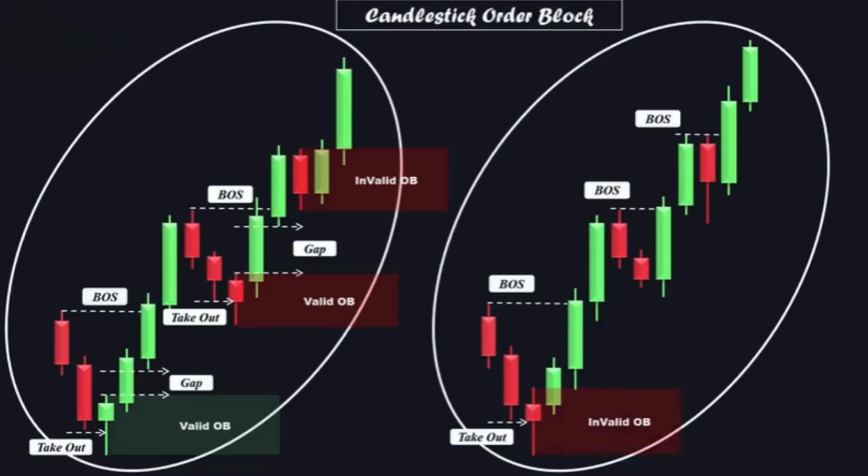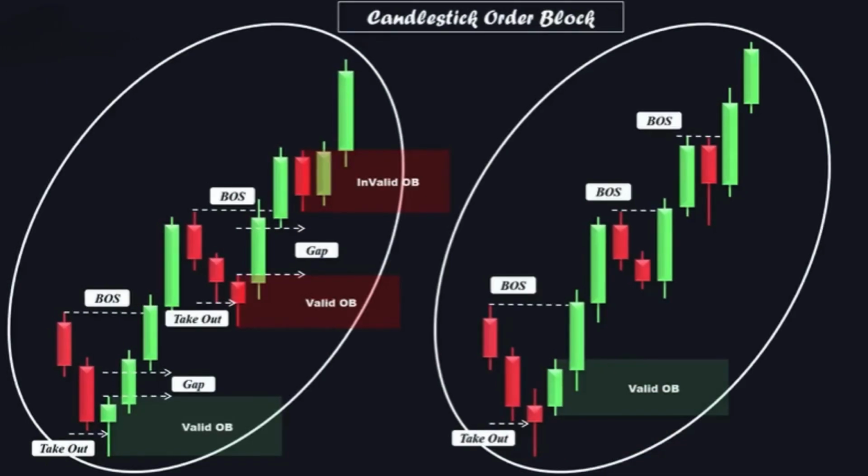When faced with scenarios like this where the price has taken out the liquidity from the previous candle but the order block is mitigated, or when the price fails to create inefficiency, we designate the subsequent candlestick as the valid order block. In this case, we identify this bullish candle as the valid order block instead of the previous selling candle. This decision is based on the fact that the price has generated a proper inefficiency or imbalance immediately following the bullish candle.